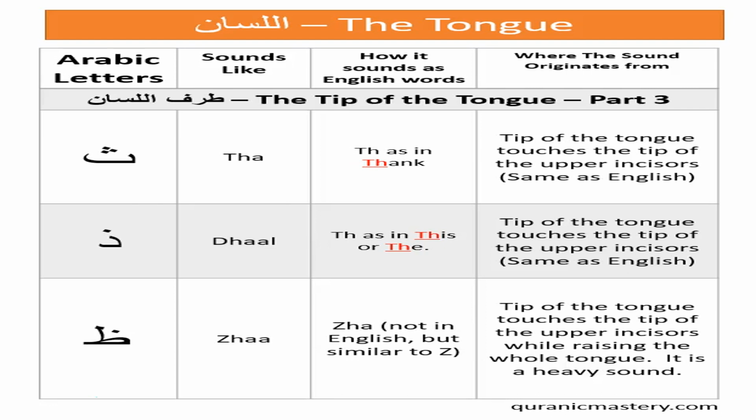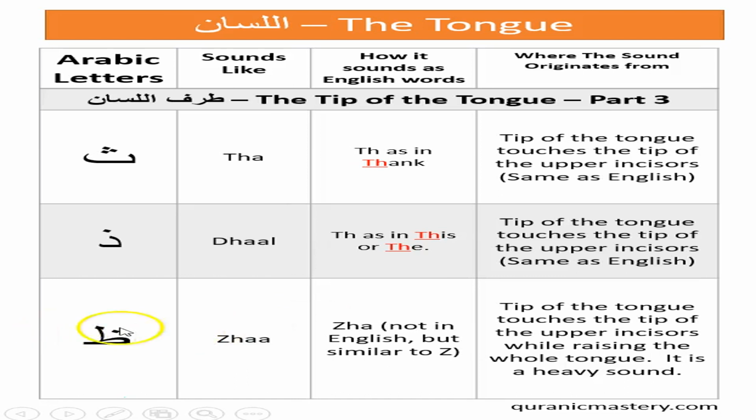Okay? And dha, the tip of the tongue touches the upper incisors while raising the whole tongue, and therefore it creates the sound which is different from dhal, and that's dha. When you pronounce it by raising the whole tongue, it goes from the val to dha. And maybe you touch the slight back part of the tip of the tongue to really get the sound going properly. So fa, val, dha is part 3 of طرف اللسان.